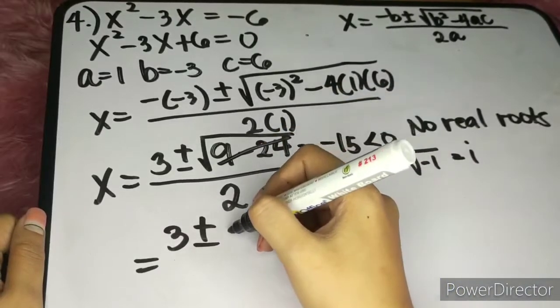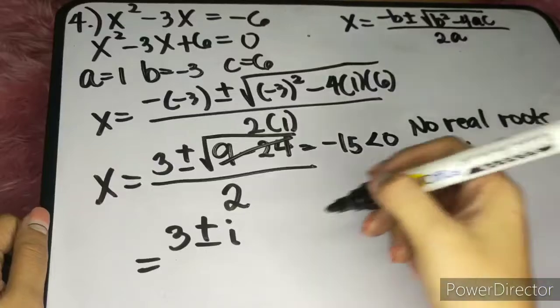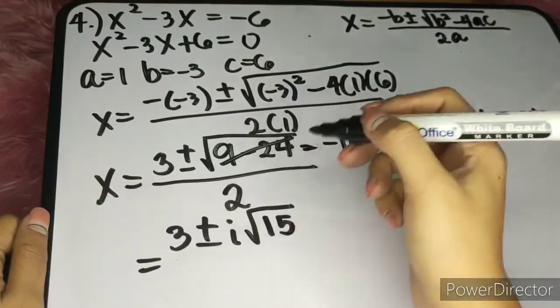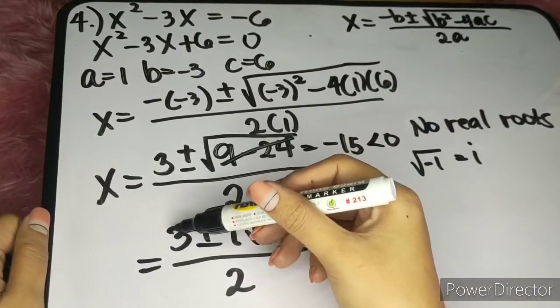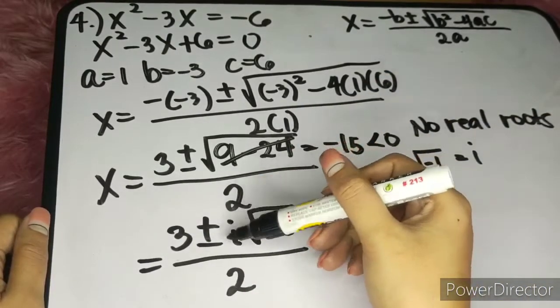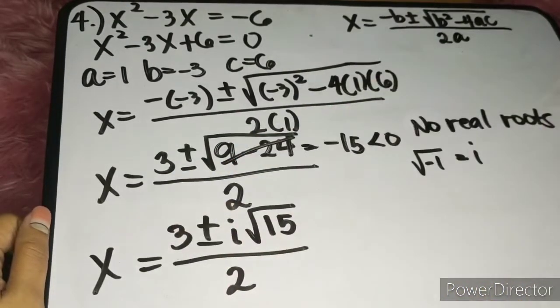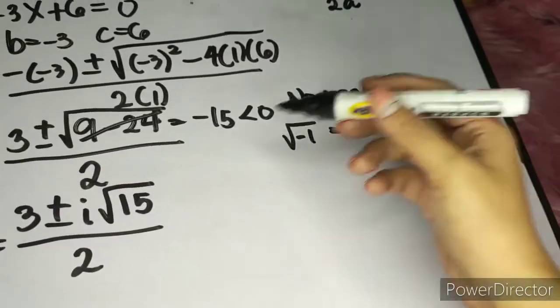So magkakaroon tayo ng i sa labas. That is how I write i. Pasensyahan nyo na po. And then I will just write yung 15 sa loob over 2. So wala namang common factor between 3 and 2, and also yung number dito wala naman, so lowest term na. So writing it in separate x sub 1 and x sub 2.